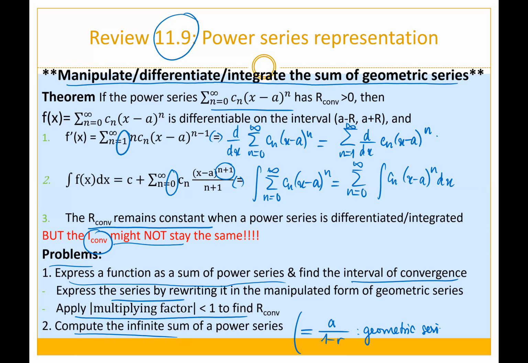Note the fact here, a is not the center of its power series for us. A here is the first term in the sequence, and r is the multiplying factor. I don't want you guys to make this confusion, because I know we use the same notation for different quantities, but that's how it works.